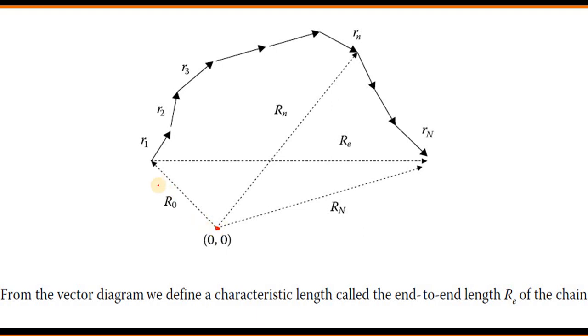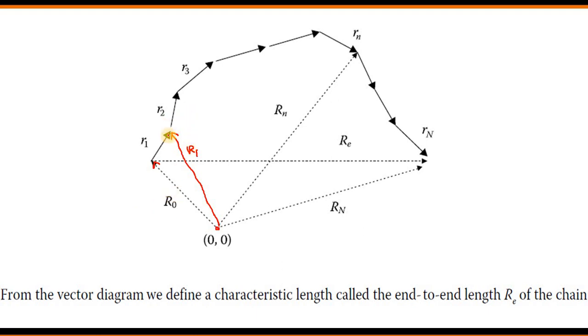So this is R0, the first point, say, where the first monomer's tail starts, and this is the first monomer's head, right? If you join this point with the origin, this would be a vector, and this vector is going to be your R1, capital R1. I hope you understand the difference between capital R1 and small r1. Capital R1 is the position vector of the head of the first monomer. R0 is the position of the tail of the first monomer.